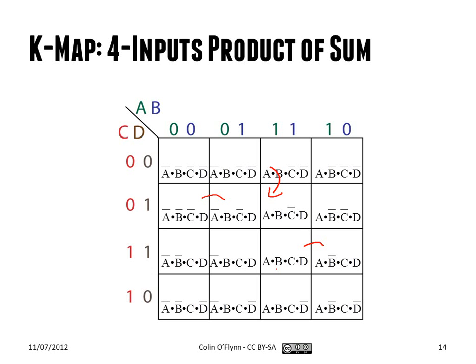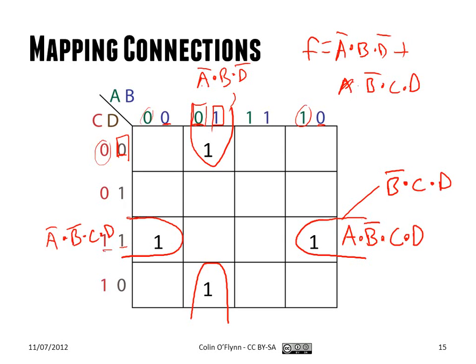4 input product of sum, exact same idea. Again, each move between a column or a row varies by a single bit. Remember that this single bit change does hold if we go across the boundaries, either horizontally or vertically. Horizontally, you can see, for example, we go from 1, 0 to 0, 0, so only a single bit has changed. Same thing vertically. So this means that we can form groups across these bounds like that, so right off the side, of the top or bottom.